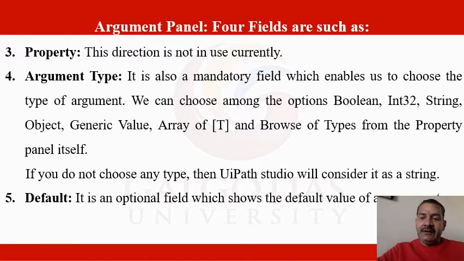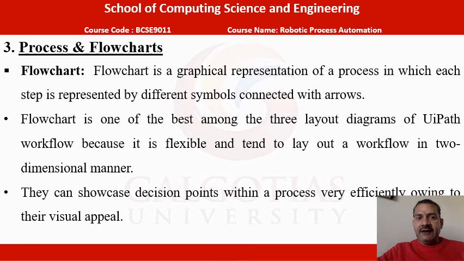As we have seen in the variable panel, if nothing is set as the type of the variable, UiPath will take it as a string by default. In the same way, UiPath Studio will consider an argument as a string if you do not choose any type for it. Again, as with the variable, the argument also has an optional default value field. Okay, this is all about the argument panel.